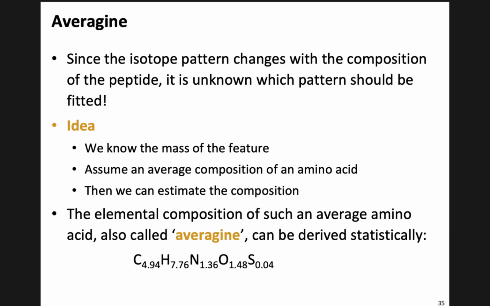So you can average that and you get 4.94 carbon atoms, 7.76 hydrogen atoms, 1.36 nitrogen atoms. That doesn't mean that we suddenly have split atoms. It just means that in order to estimate what that distribution should look like at a given mass, you can just divide this mass by this averagine, and you get something like it should have on the order of 101 carbon atoms. Whether it's 101 or 105, in the grand scheme of things, that does not matter. This distribution will not look very differently. So this rough estimate gives you a good idea of what the isotope distribution should be at a certain mass.